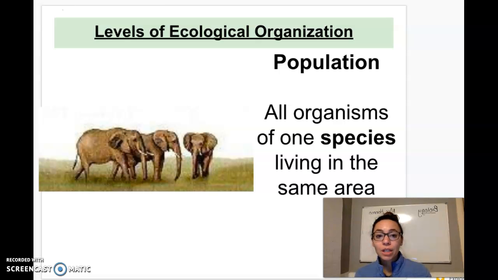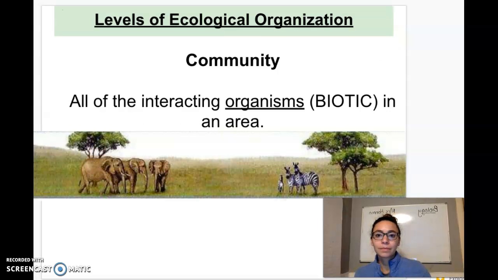A population is when there's many of those individuals. So all of one species living in the same area makes up a population. A community is all of the interacting organisms, so the biotic factors in one area. So we have that population of elephants that we just looked at, but now all the other living things in that area as well. So the zebra, the grass, the trees, all the other living components in that area are called the community.